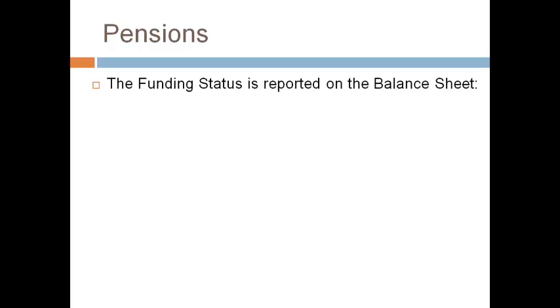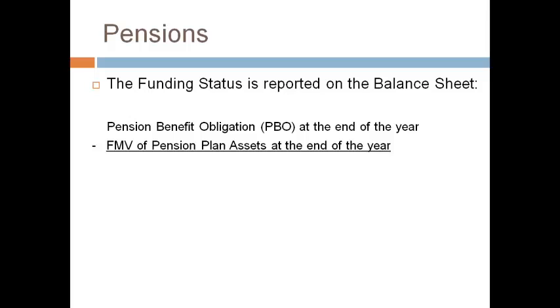The difference in the present value of the amount owed to employees, which is the PBO, and the amount available in the trust fund to pay employees, which is the fair market value of the plan assets, is the amount reported on the balance sheet. This is also known as the funding status. The net is reported because this is the part the company is responsible for.